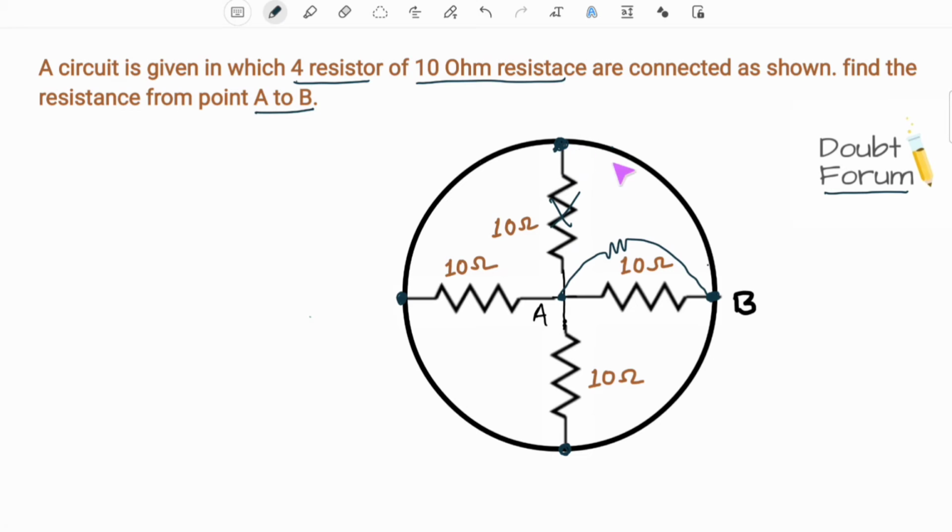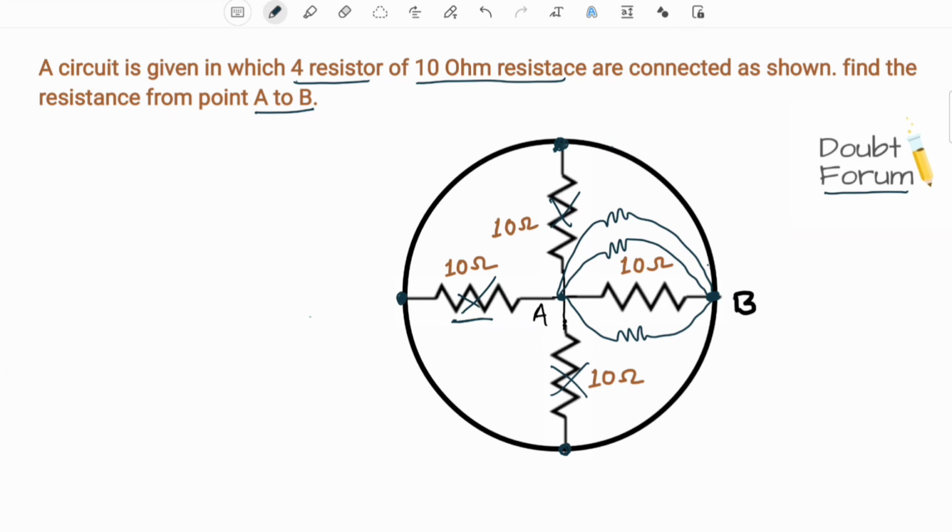Because this point and this point have the same potential. Similarly, instead of connecting this resistor here, we can just move it and connect this end of this resistor here, like this. Similarly, we can also take this resistor, remove it from here, and connect this point here. So this will look like this.